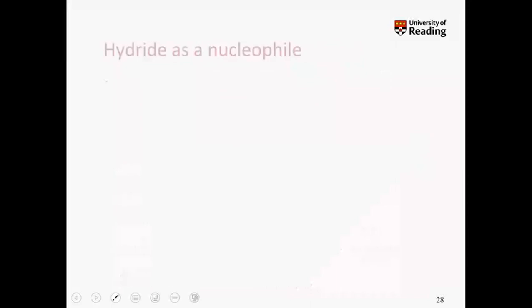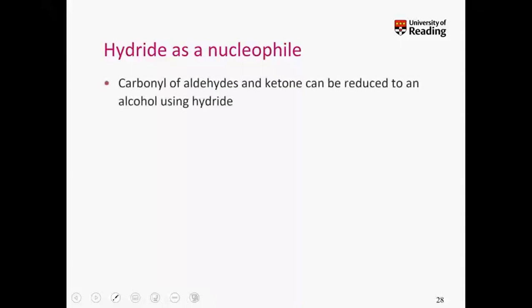So what we're going to look at today is using a different nucleophile. We're going to look at using hydrogen as a nucleophile, or the hydride. And then we're going to look at using carbon as a nucleophile. If you have a source of hydride, a source of hydrogen, and you can attack a carbonyl with it, what you'll actually do is reduce that carbonyl to an alcohol group.